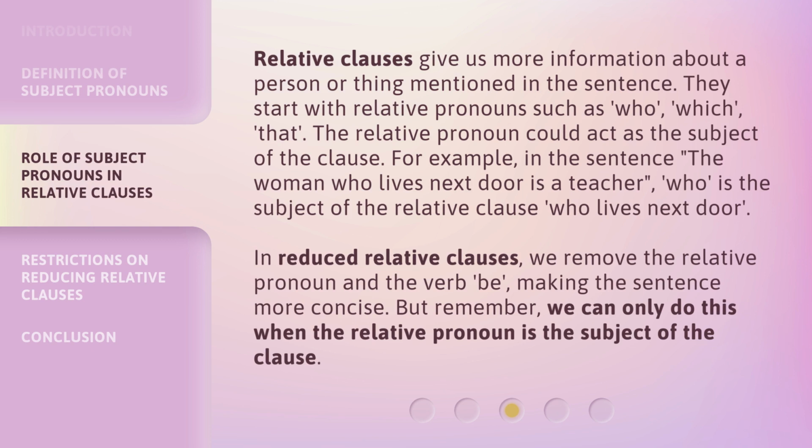In reduced relative clauses, we remove the relative pronoun and the verb be, making the sentence more concise. But remember, we can only do this when the relative pronoun is the subject of the clause.